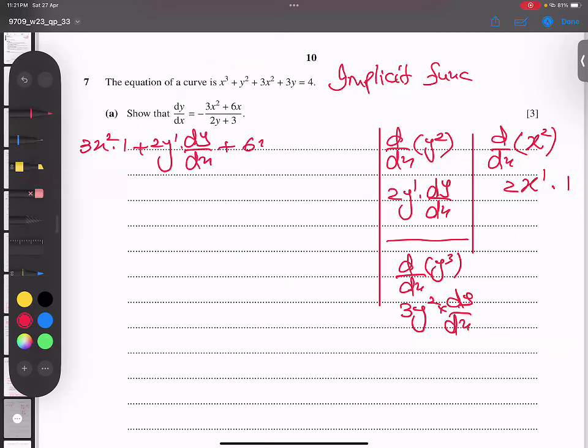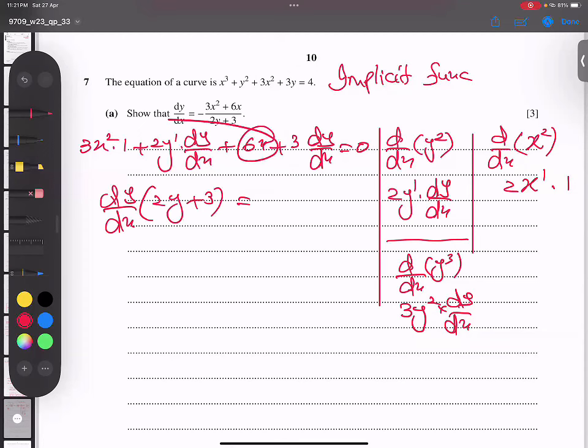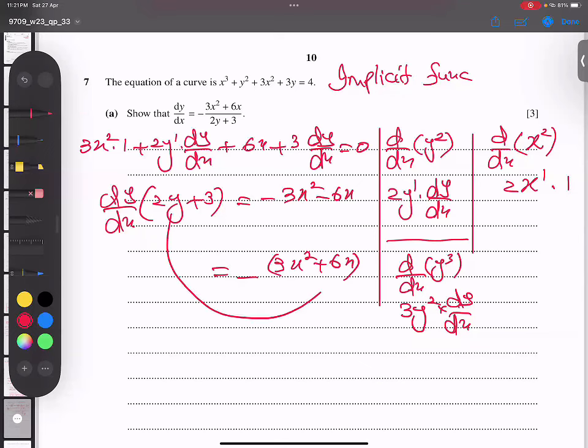This is 6x into 1, because the derivative of x is 1. And plus 3y becomes 3 dy over dx, equal to 0, because the derivative of a lone number is 0. I have two derivatives, so I will take the common factor out. If I take it out, students, 2y and 3 are left: 2y plus 3. And on the other side, these two values go there: negative 3x to the power 2, negative 6x. Taking the negative common, I get 3x to the power 2 plus 6x, and this will divide over.